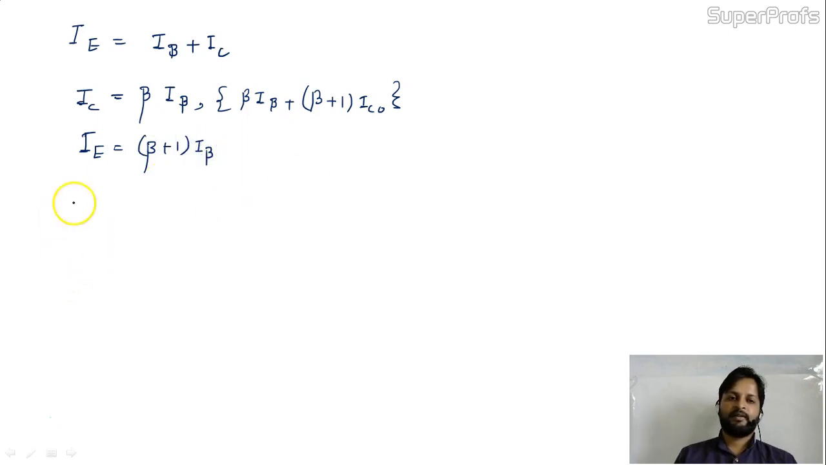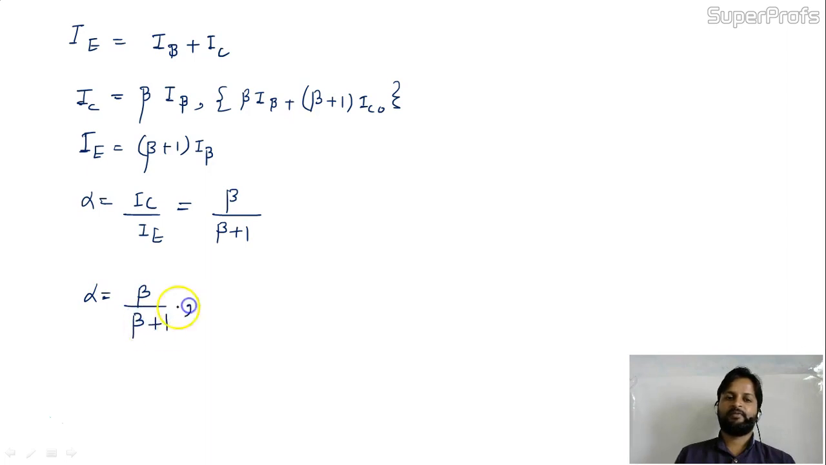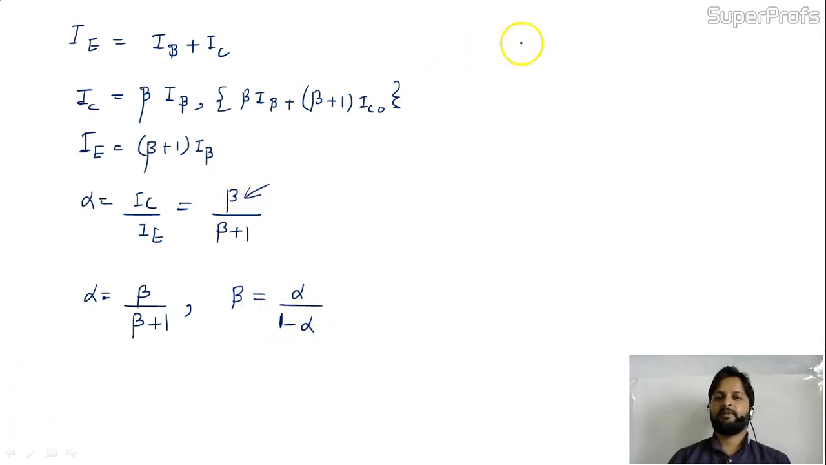Another parameter is alpha, and alpha is IC divided by IE. The relation between alpha and beta is alpha equals beta divided by beta plus 1. If you want to write beta in terms of alpha, it will be alpha divided by 1 minus alpha. Here this beta we call the beta DC. Beta DC is IC divided by IB.